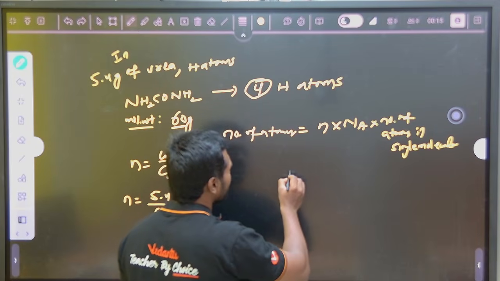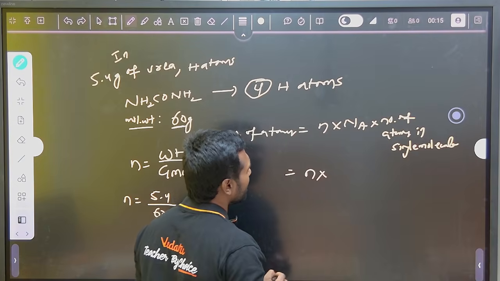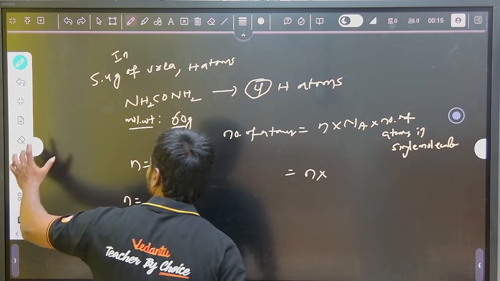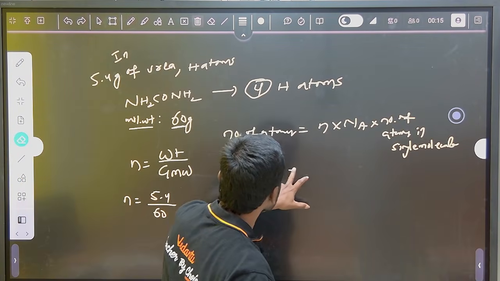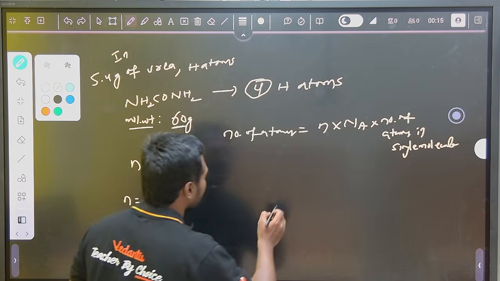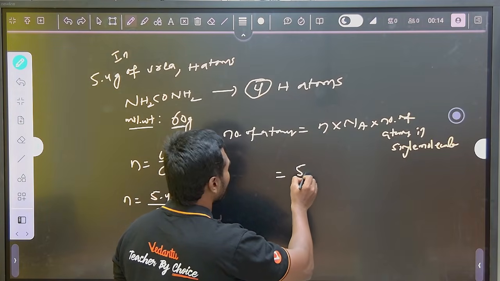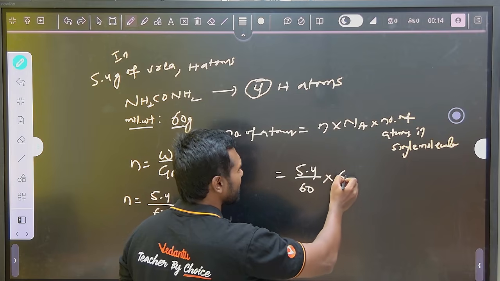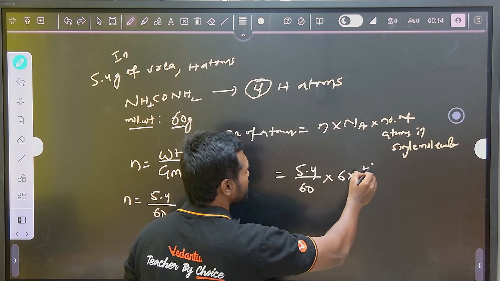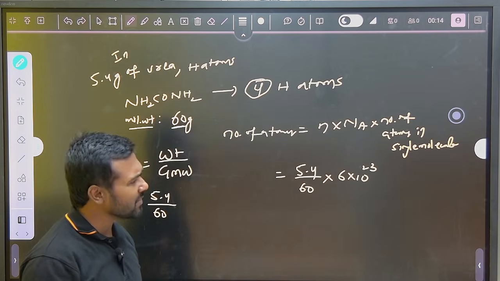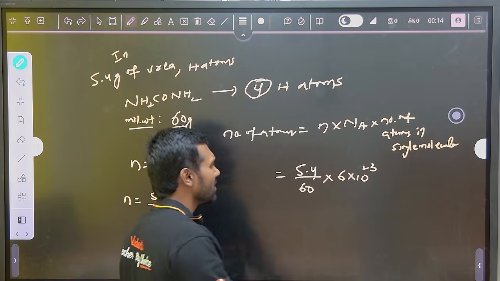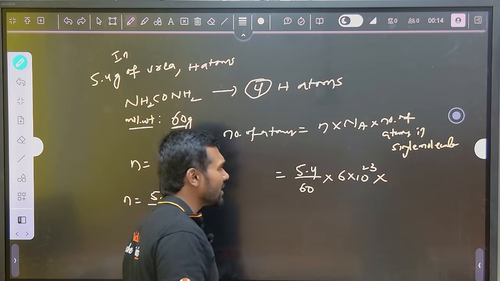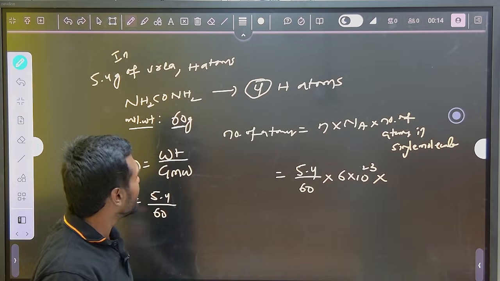So we can take N. The N value we got here is 5.4 by 60, into the Avogadro number. We are taking 6 into 10 power 23 instead of 6.023 into 10 power 23. I am taking 6 in round figure for easy calculation, and into the number of atoms in a single molecule.